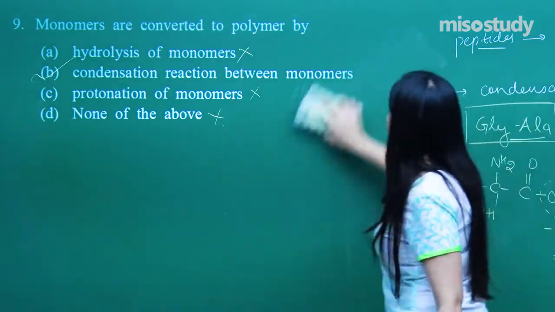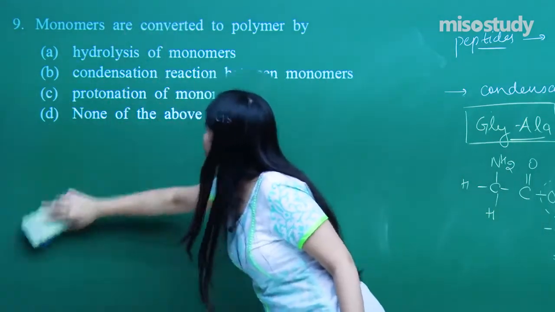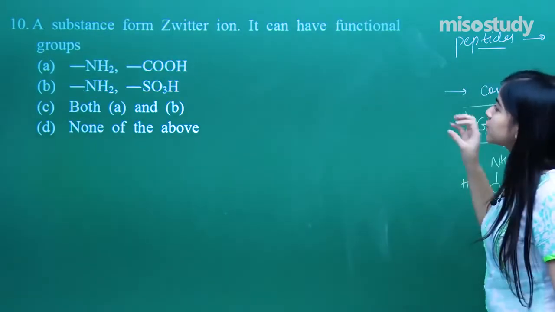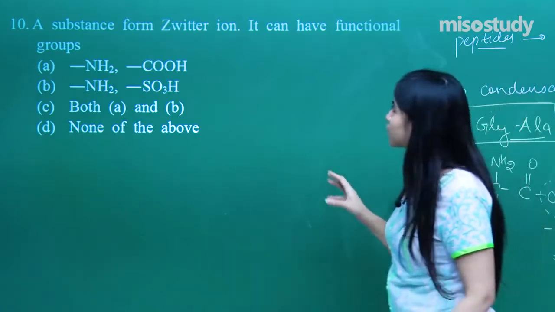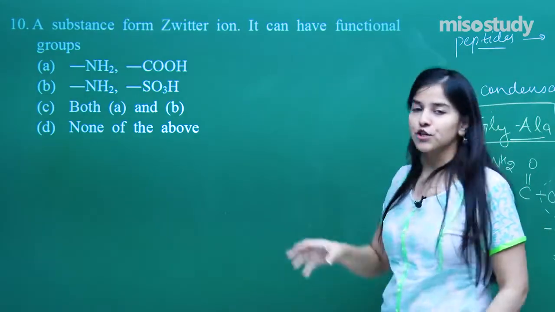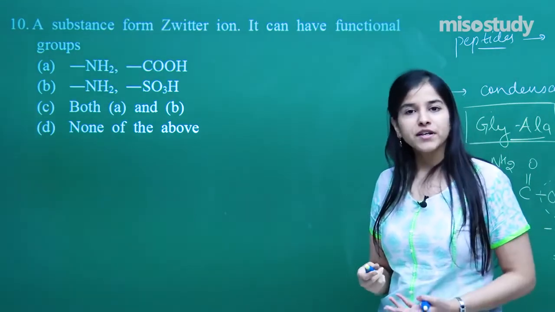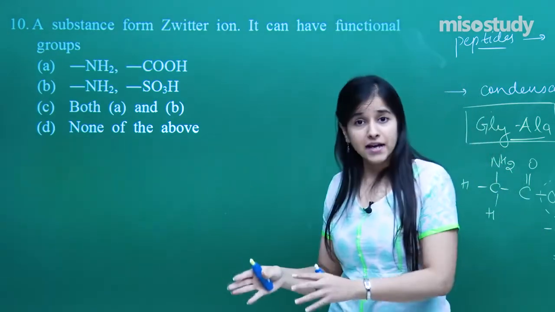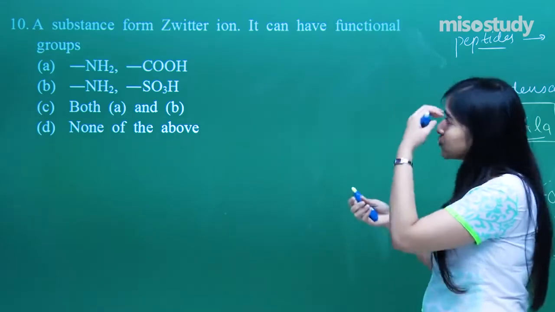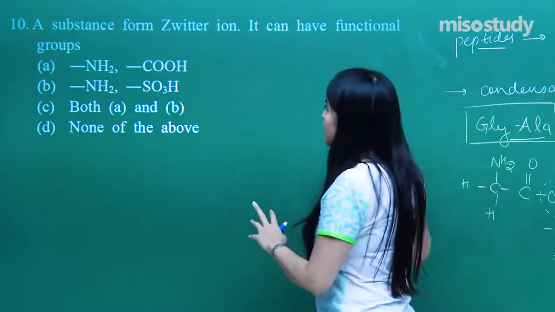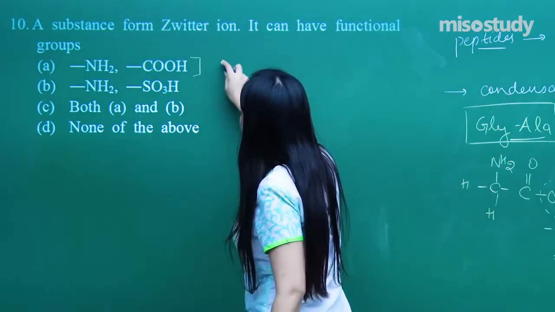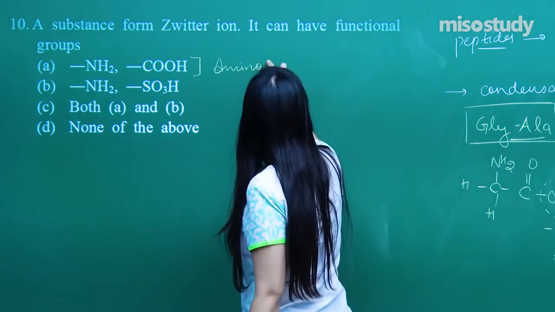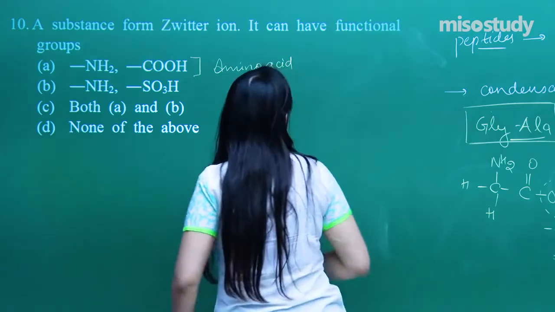Now let's move on to the very last question. What do we have? A substance forms a Zwitter ion. It can have functional groups. So what is a Zwitter ion? Whenever a compound is containing a basic part as well as an acidic part. So how does the Zwitter ion actually get formed? If I take up this very case, this is nothing but depicting the amino acid. So let us just try to make this Zwitter ion here.